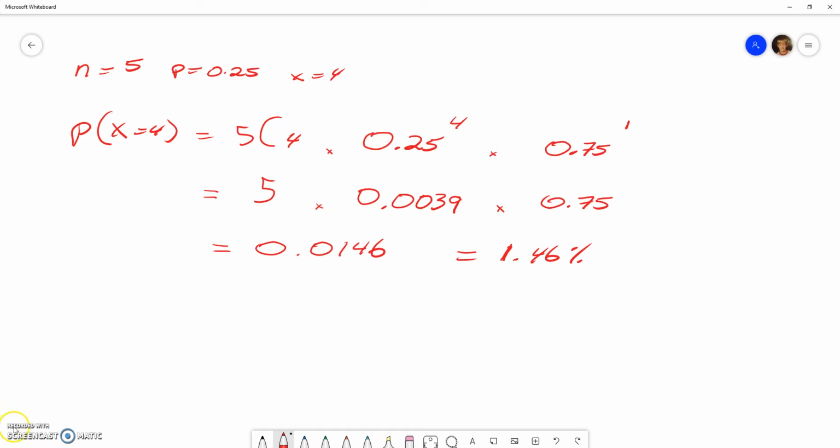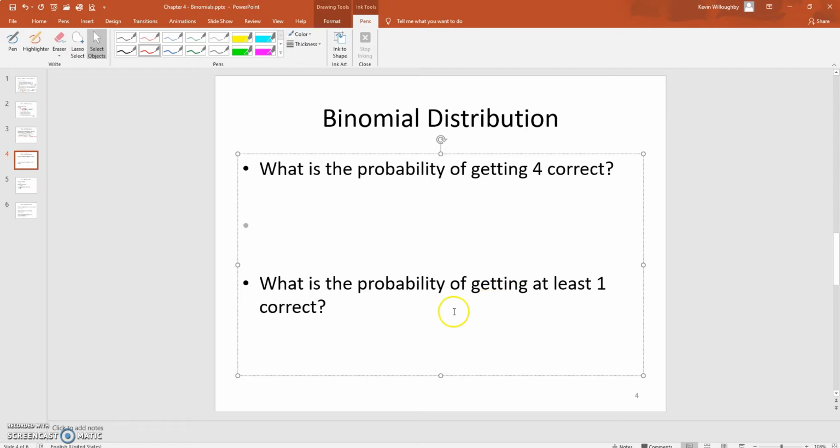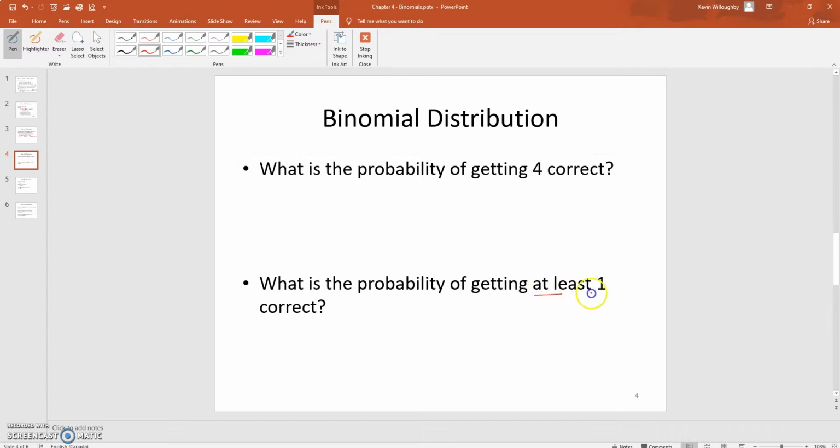Okay, so let's go back to the other question we have. Probability of getting at least 1 correct. So keep in mind here, at least 1. What does at least 1 mean? At least 1 means X equals 1, 2, 3, 4, or 5. Not 0. So I'm going to show you the short way to do this, because in essence this question where it says at least 1 means we have to do the calculation for 1, 2, 3, 4, and 5. So there's going to be 5 different calculations, and then we would add them up.